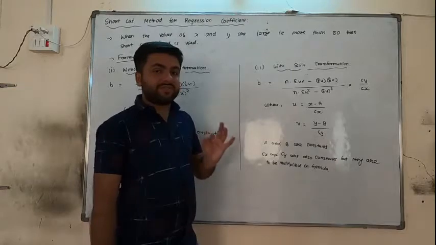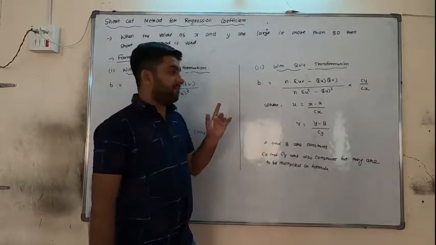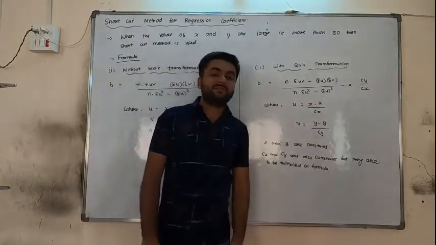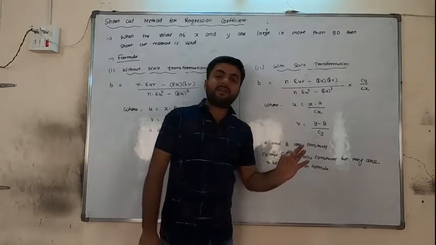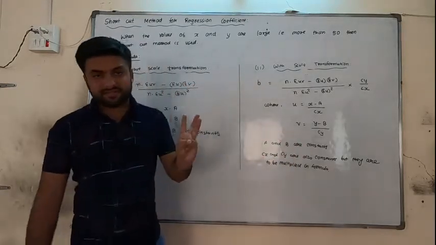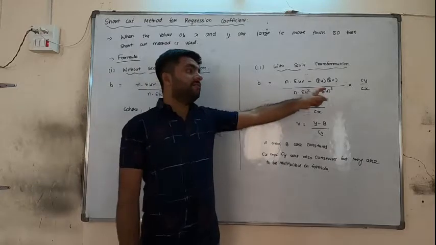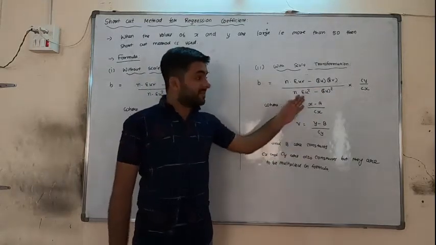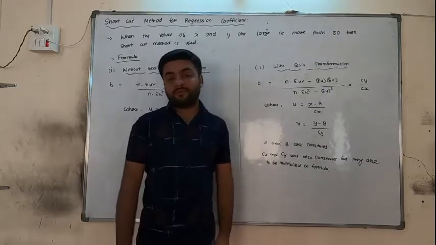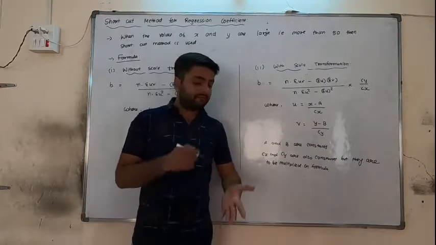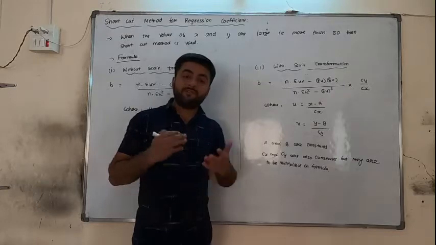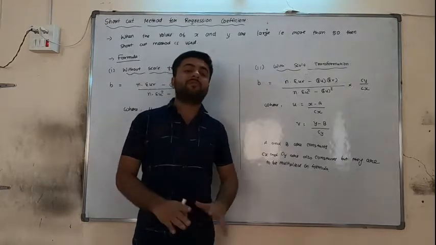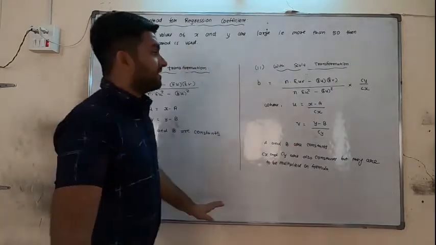So friends, you must remember this. If you forget that, then your answer will not come. Whenever you are taking scale transformation in the third chapter, that is for regression, you have to use this cy by cx, but by mistake some students use it in the second chapter also. That is not proper with scale transformation. So the formulas are almost the same, but you have to remember when to use and when not to use. Okay, so these are the formulas.